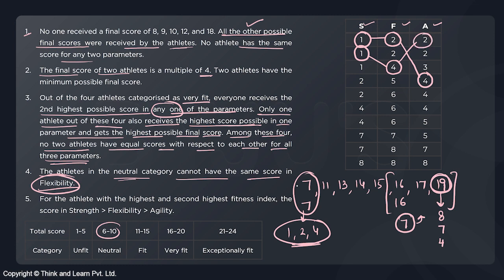So I'm sure this is clear. These two people have their scores sorted now: they have scored 1, 2, 4 and 1, 4, 2 in these three parameters. What next? The fifth point.